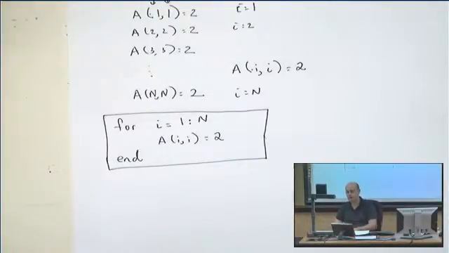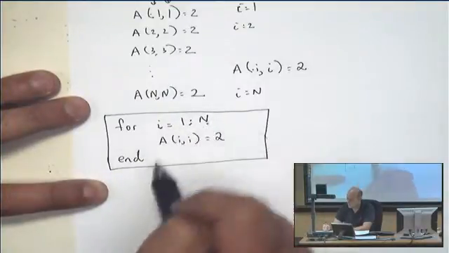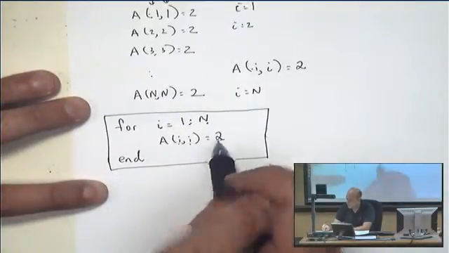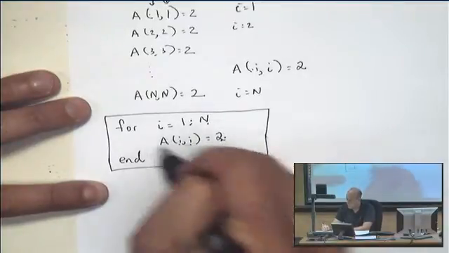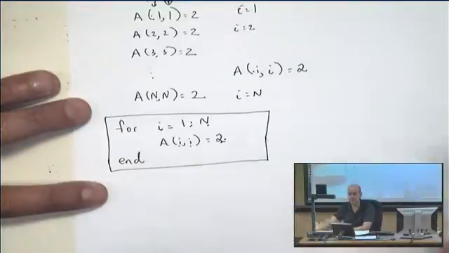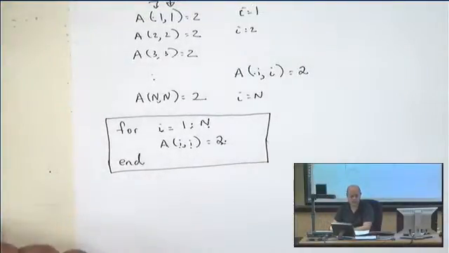Think about it. It's saying start at I is equal to 1, ends at n, AII is equal to 2. So A of 1, 1 is equal to 2, A of 2, 2 is equal to 2, A of 3, 3 is equal to 2, A of 4, 4 is equal to 2, all the way to ANN is equal to 2, and then we're done. It's exactly what we wanted to do.